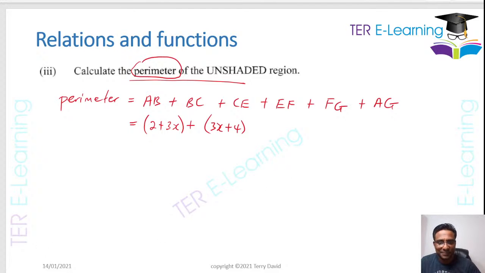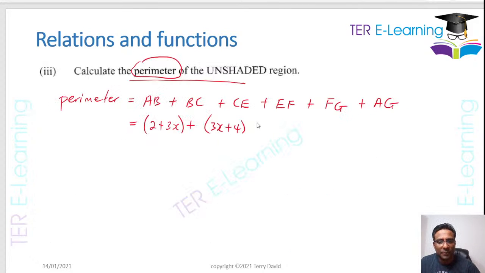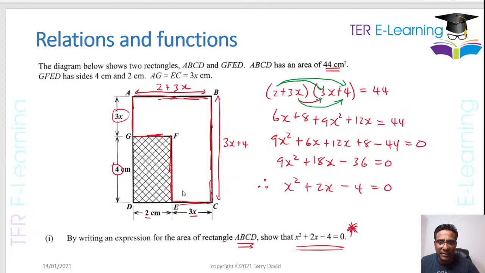Plus CE, right? What is CE? CE is 3x. Plus EF, let's go back to the diagram. What is EF? EF is 4 and FG is 2. So that's 4 and that's 2.